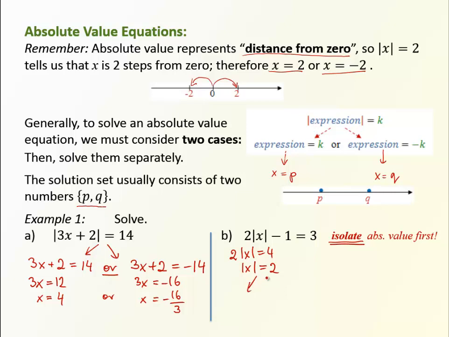And then it's time to split in 2 cases. X equals either 2 or negative 2. So remember to isolate absolute value first before you drop absolute value sign. That will protect you from making mistakes.